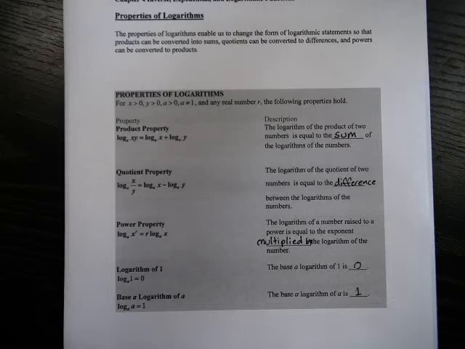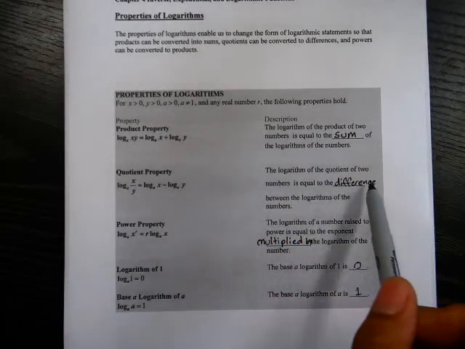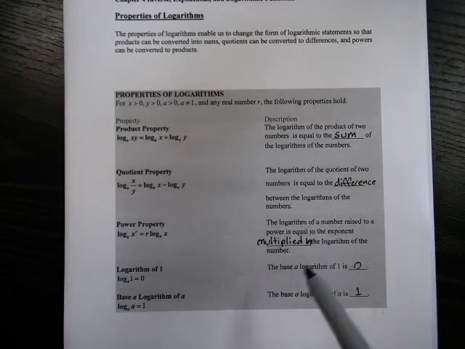Product property: the log base a of x times y equals the log base a of x plus the log base a of y. So the logarithm of the product of two numbers is equal to the sum of the logarithms of the numbers. Quotient property: log base a of x divided by y, or x over y, is the same as log base a of x minus log base a of y. So the logarithm of the quotient of two numbers is equal to the difference between the logarithms of the numbers.